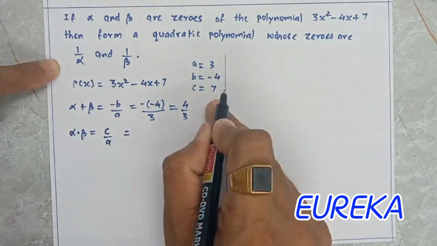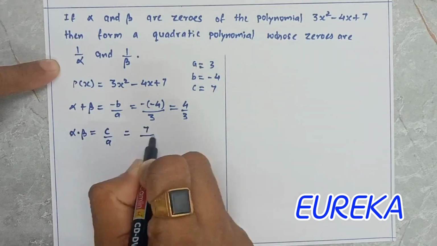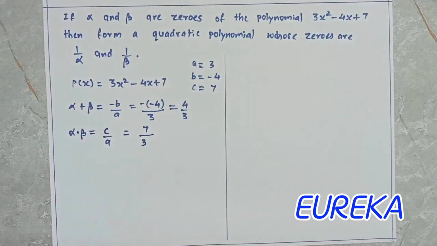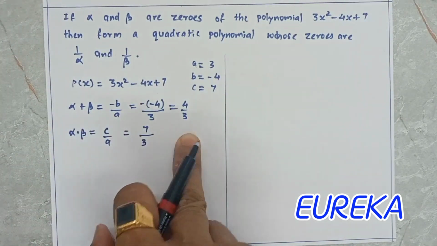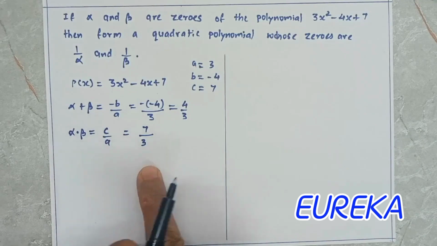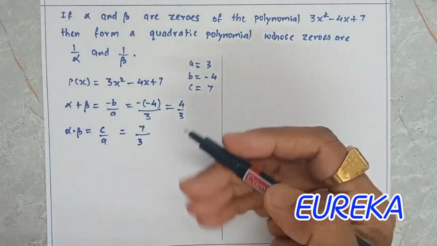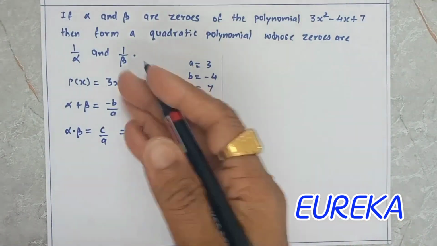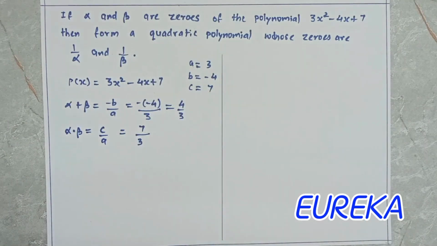What is c in our case? It is 7 and a is 3. Okay, so alpha plus beta's value is 4 by 3 and alpha into beta's value is 7 by 3. Now you will think about how we are going to use these values for the other quadratic polynomial.